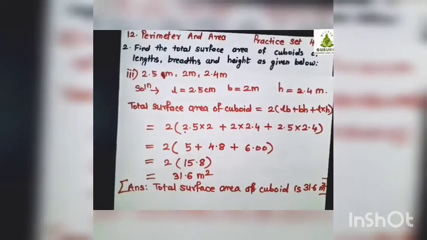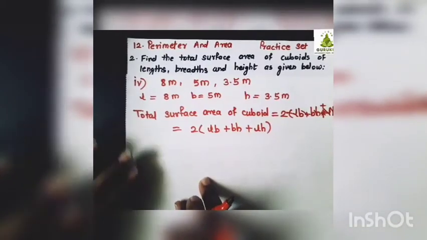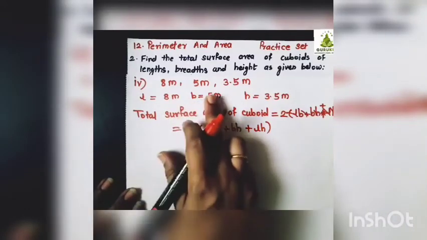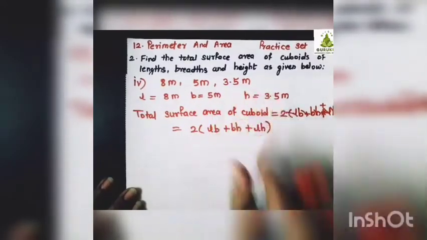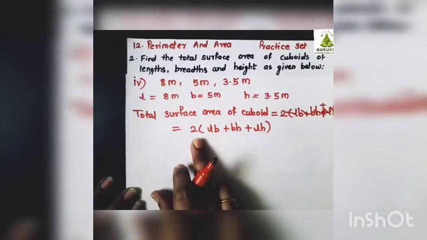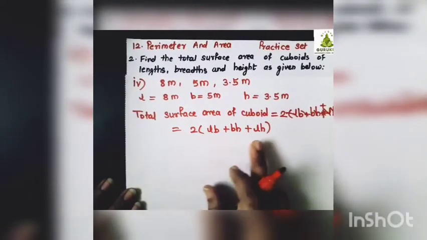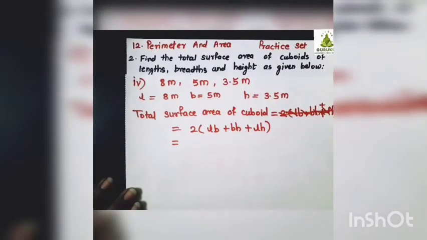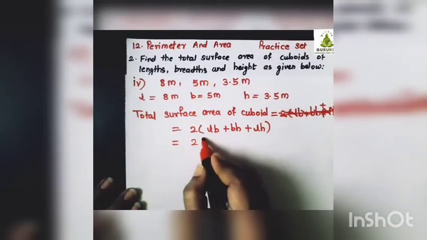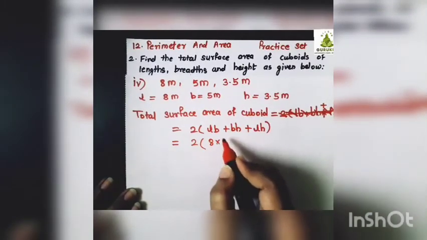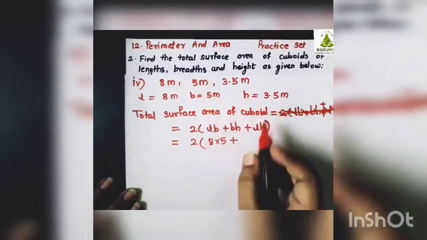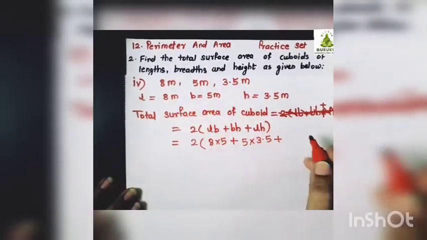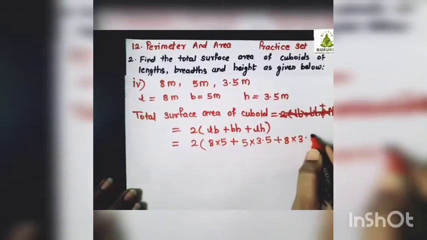Fourth sum we are going to do now. Now in fourth sum we will see they have given length 8 meters, breadth 5 meters and H 3.5 meters. I have written the formula here. 2 into bracket LB plus BH plus LH. Substitute the values. This is the cut part, don't look at this part. Okay. 2 into bracket L is 8, B is 5, plus BH 5 into 3.5, plus LH 8 into 3.5.